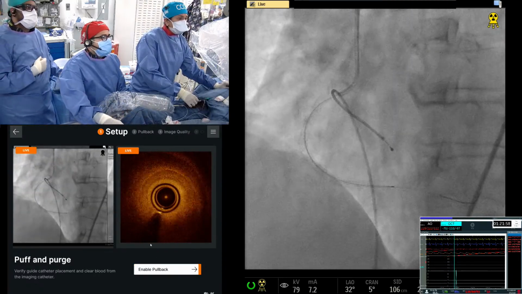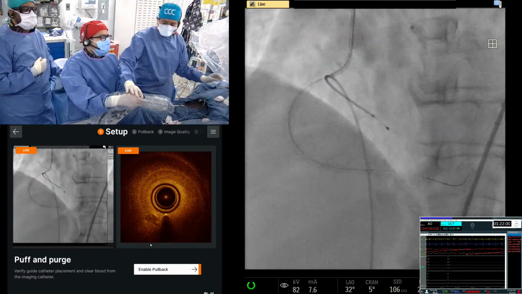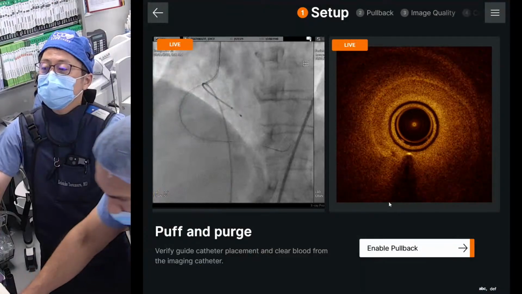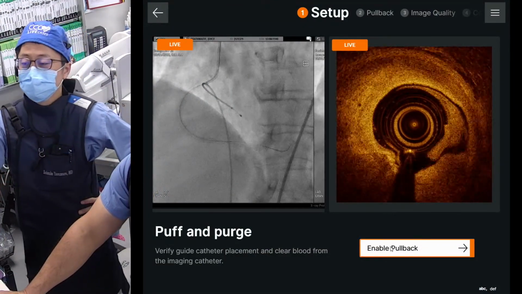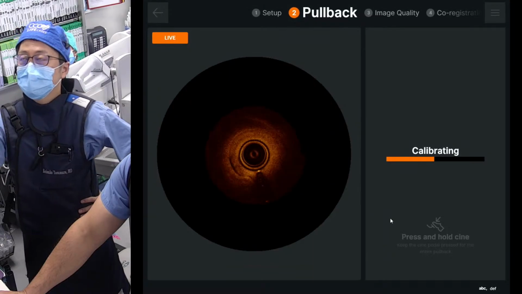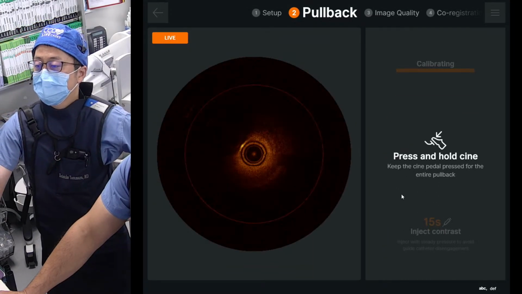Okay, let me get in a little bit more. Okay, now? Are you happy with the clearance? Yeah, you can check again. Yeah, better. Good clearance. Okay, enabling, one second. Okay, bleeding. Yeah, cine, inject.